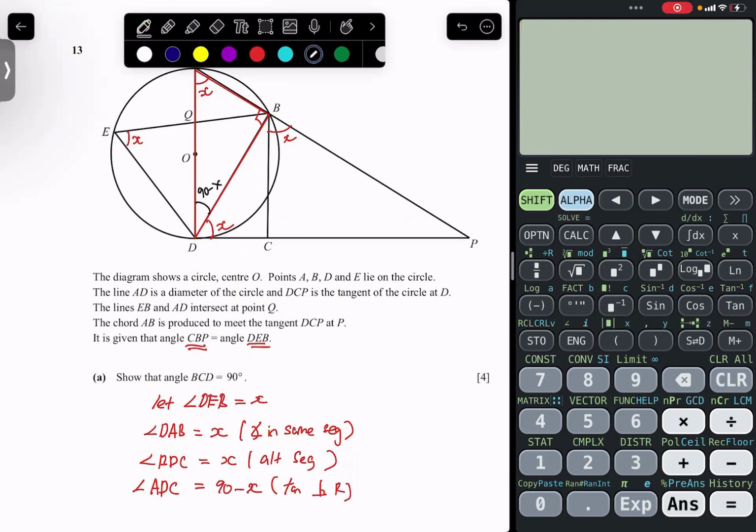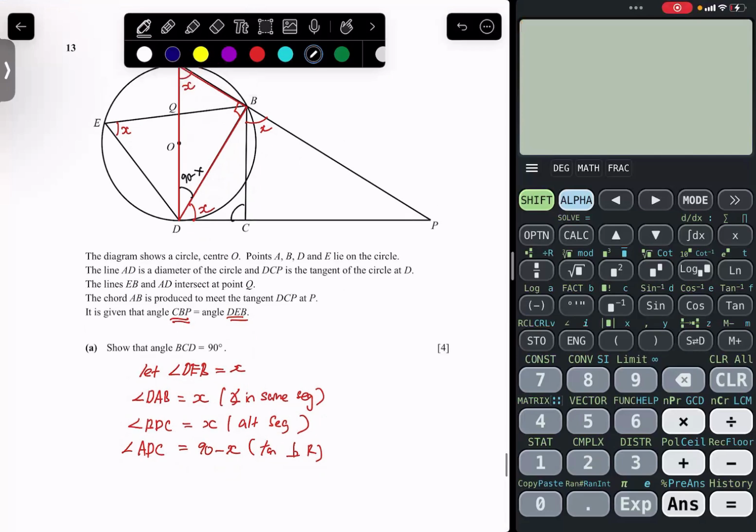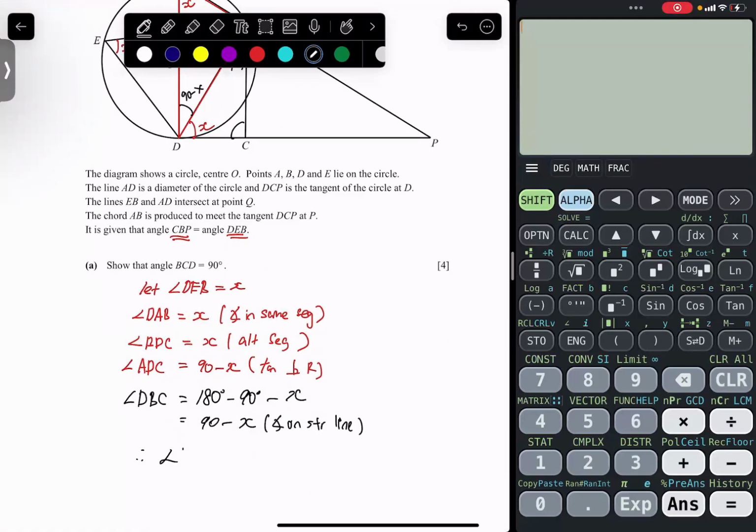So angle BCD is this angle down here. We want to prove that it is 90 degrees. From triangle BDC, we know that BDC is x. We can also see that angle DBC is equal to 180 minus 90 minus x, so it's 90 minus x, because angles on a straight line. Then therefore, we can conclude that angle BCD is equal to 180 minus x minus (90 minus x), which is 90.